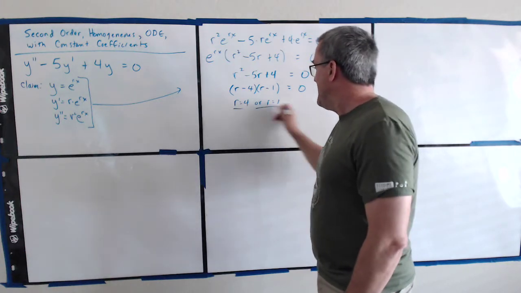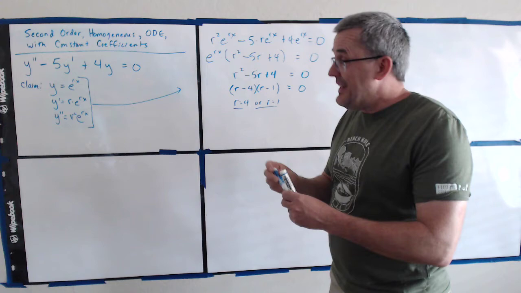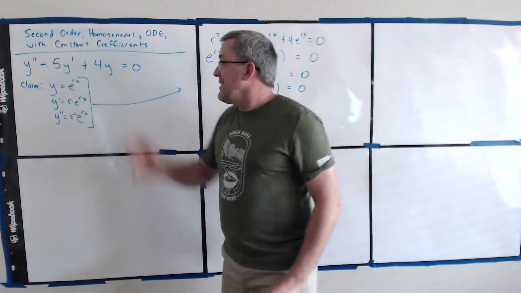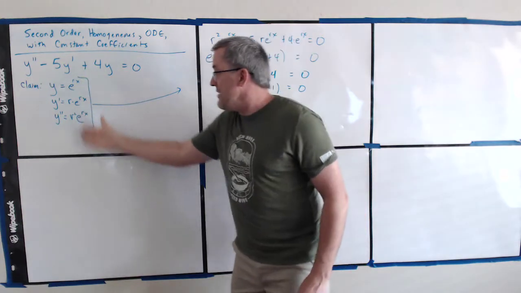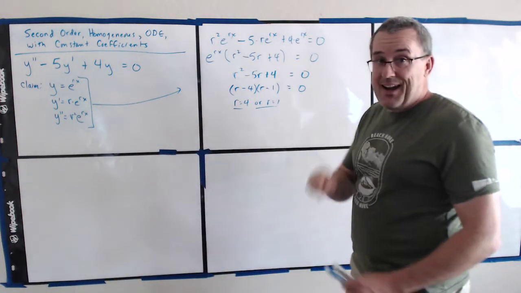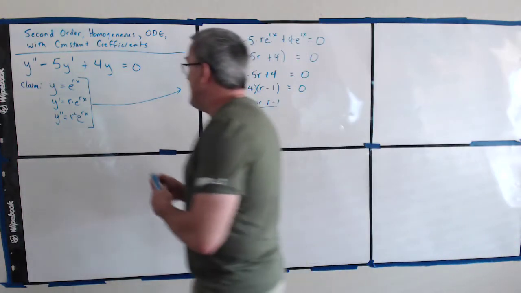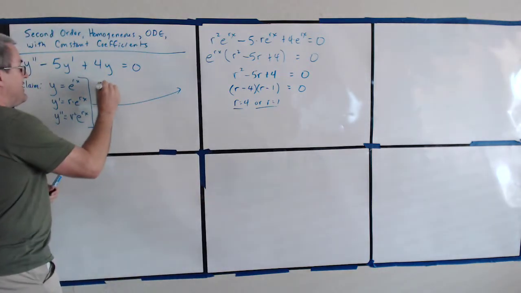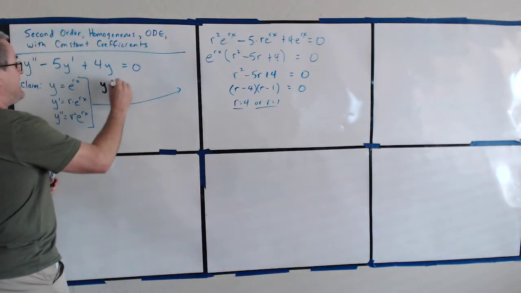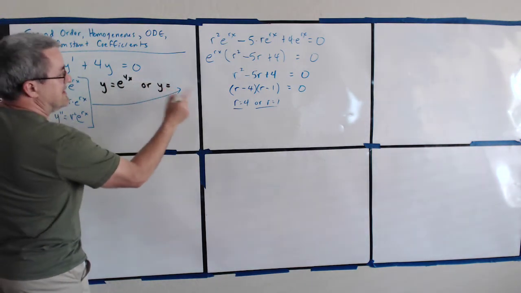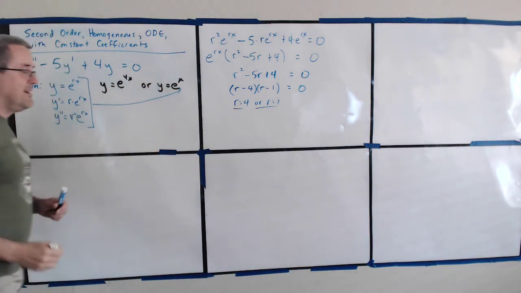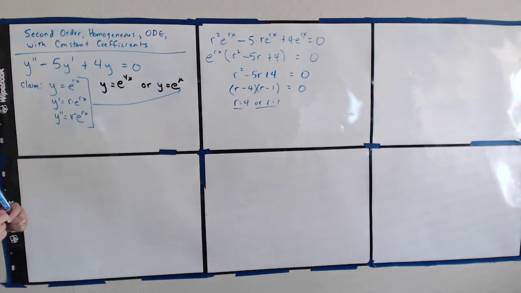There you go. So back to the big picture, our claim was that this second order differential equation can only combine and make 0 if you have an exponential, and now we know that it actually happens in two cases. We now know that if y equals e to the 4x, or if y equals e to the 1x, we know we got this thing done.